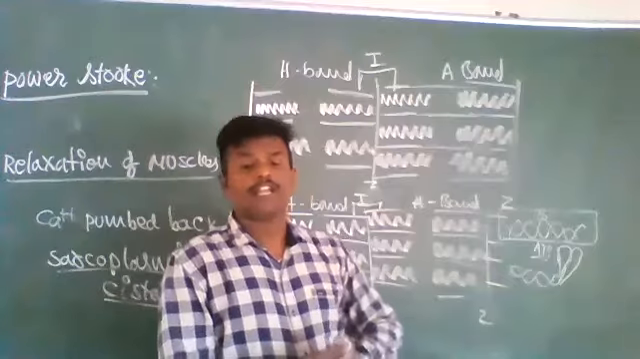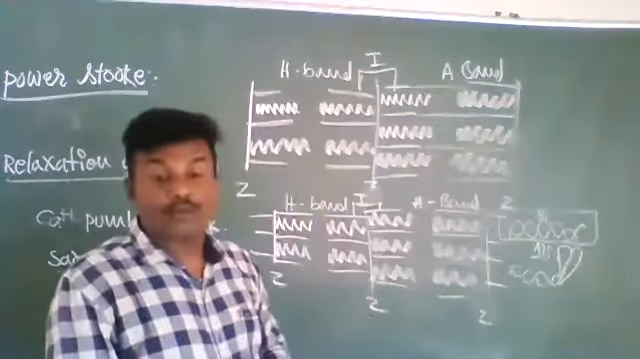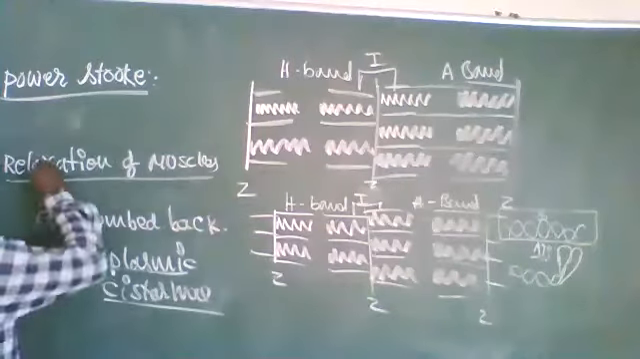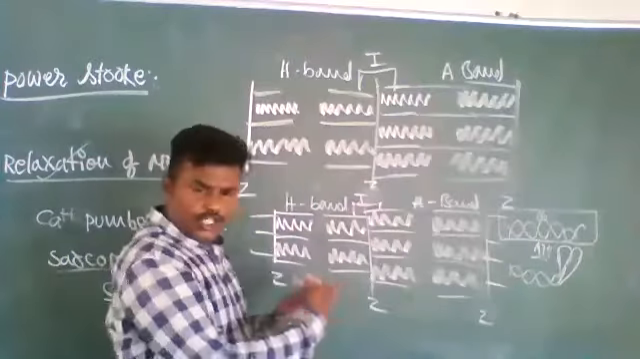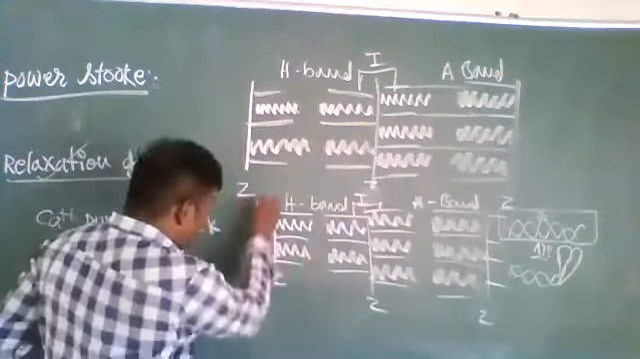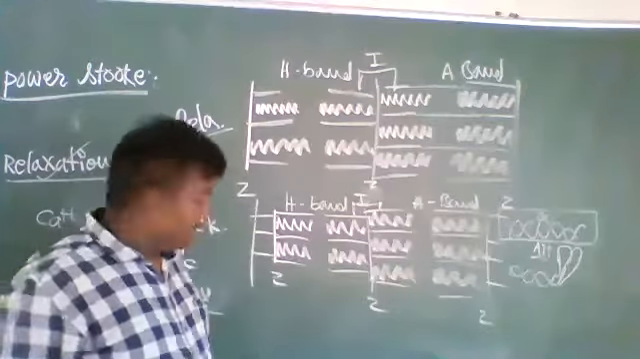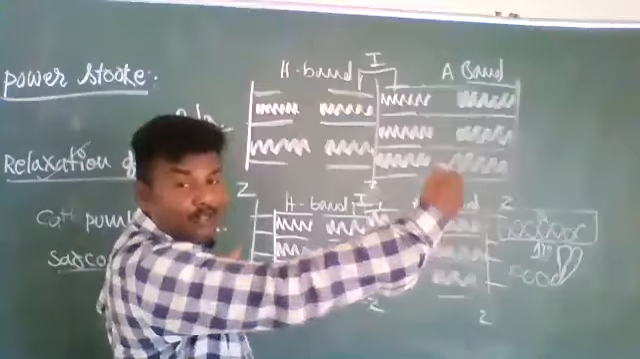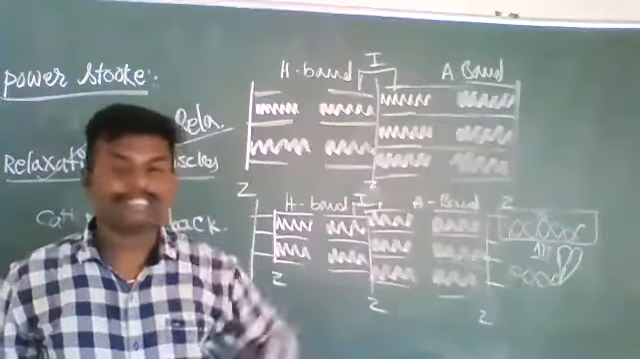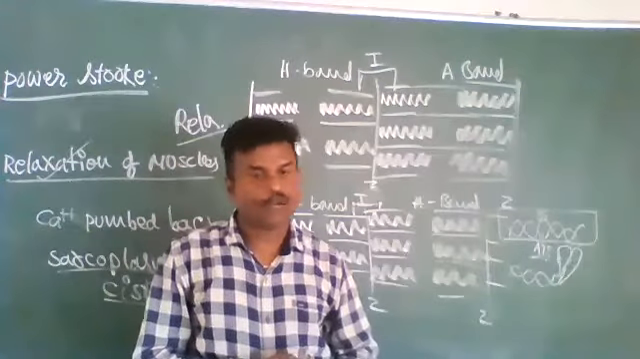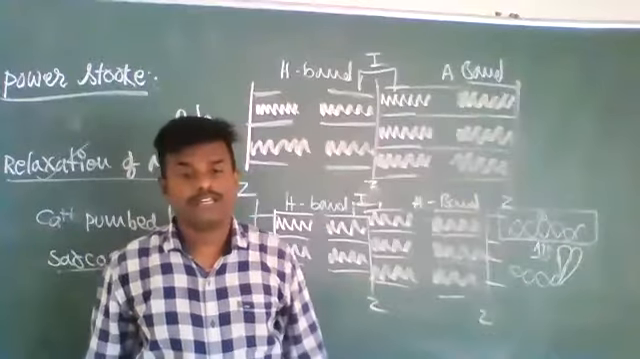These changes cause the Z lines to return back to their original position. That is called relaxation. So these Z lines, the I band, go back to their original position. This is called the contraction state. This is called the relaxation state. When the Z lines, the I band, go back to the original state, it looks like this. That is called relaxation. Okay, that's all. So these are the 5 steps related to the contraction of the muscles.